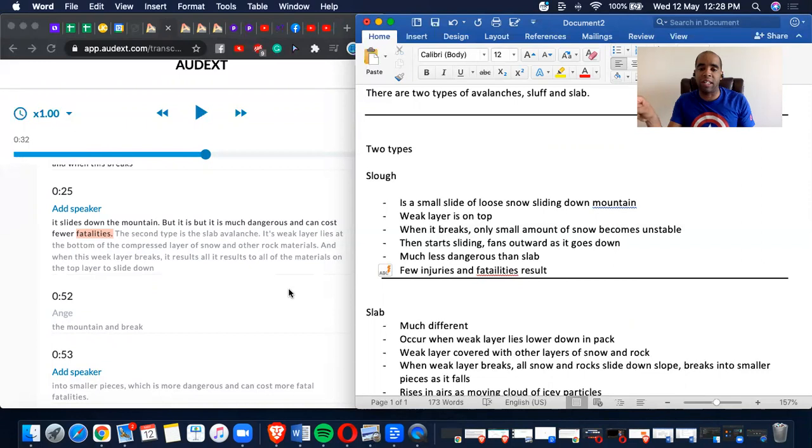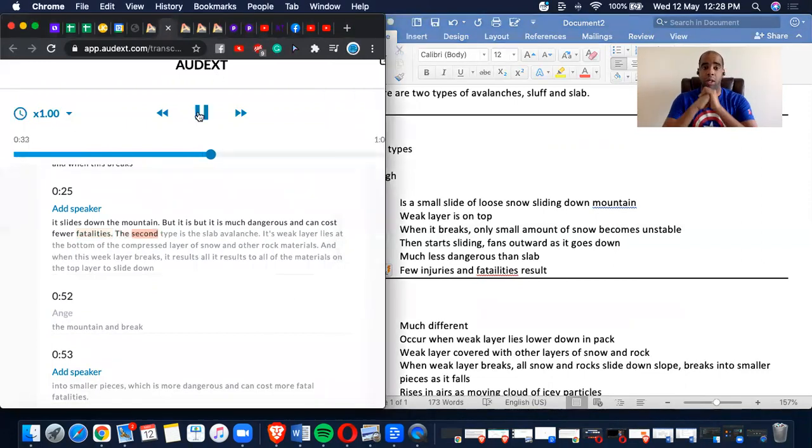Now, you go into the second type and you outline that very perfectly. The second type is the slab avalanche.